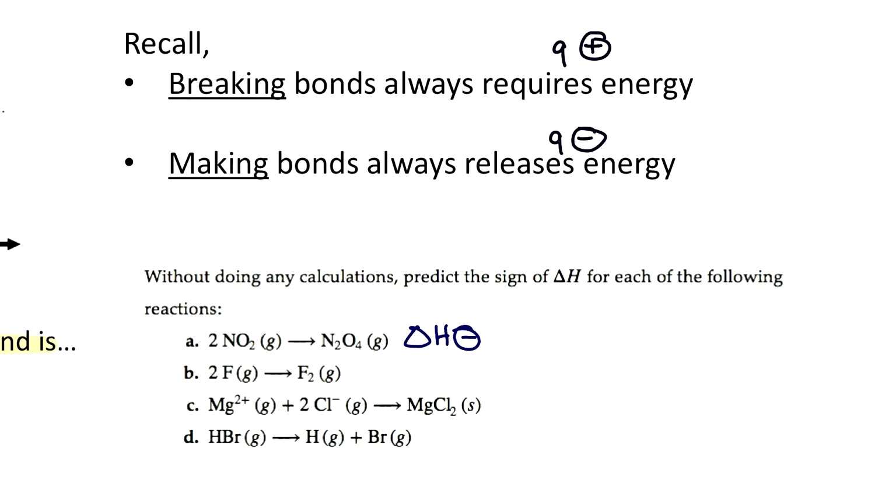What about the next one? We're taking two fluorines and we're making one F2 molecule. So what are we doing? Breaking or forming?